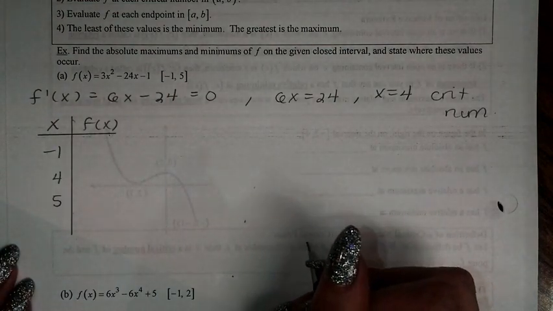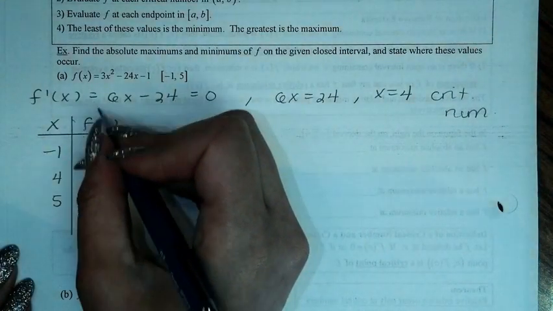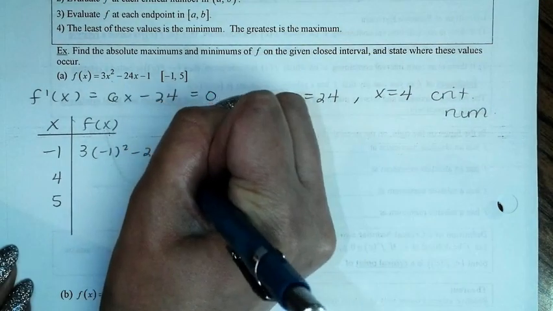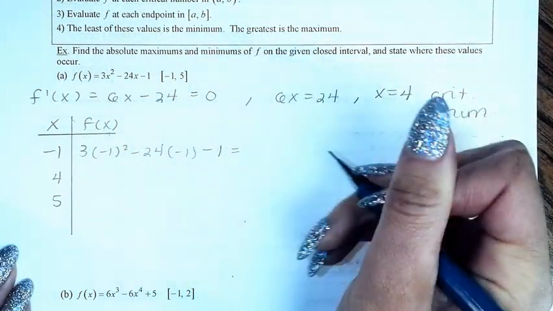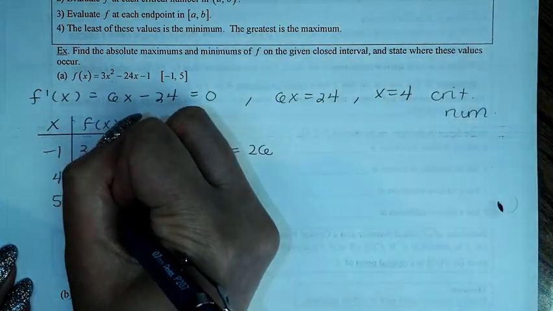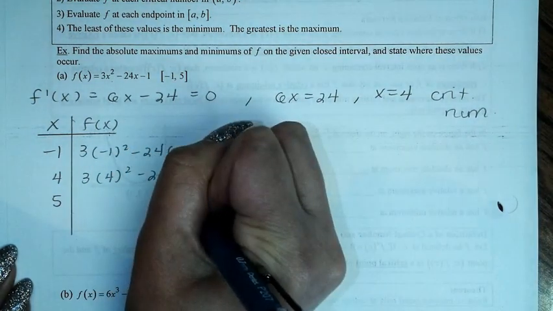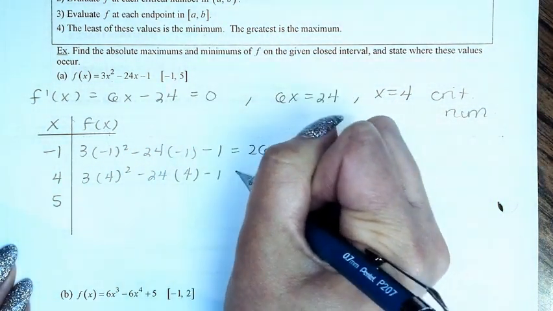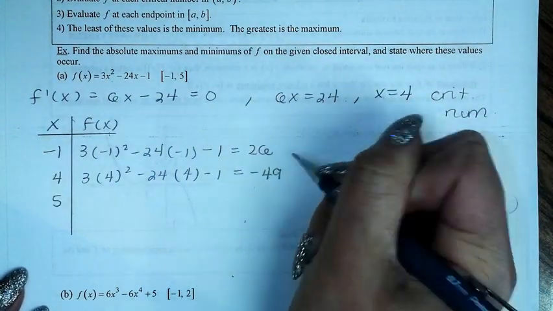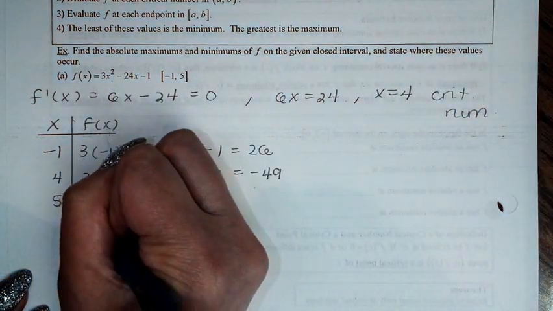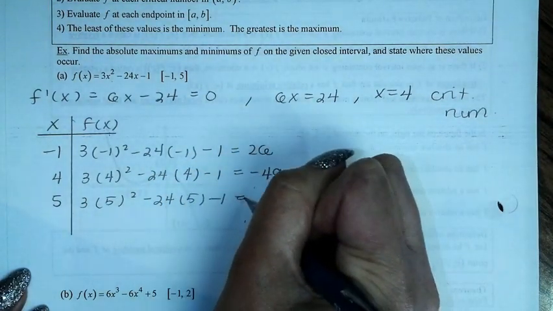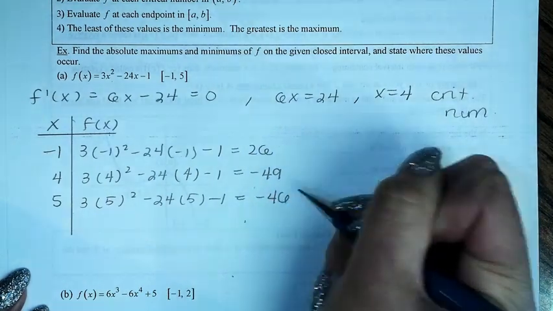What are you going to do with these values? You're going to plug them into f, the original. So you have 3 times negative 1 squared minus 24 times negative 1 minus 1. That's going to be equal to 26. Similarly, you are going to do the same for 4. You are going to plug it into the original, as you can see here, minus 1. And this is going to be equal to negative 49. Following the same trend, you are going to plug the 5 into your original, and you have that this is going to be equal to negative 46, okay?